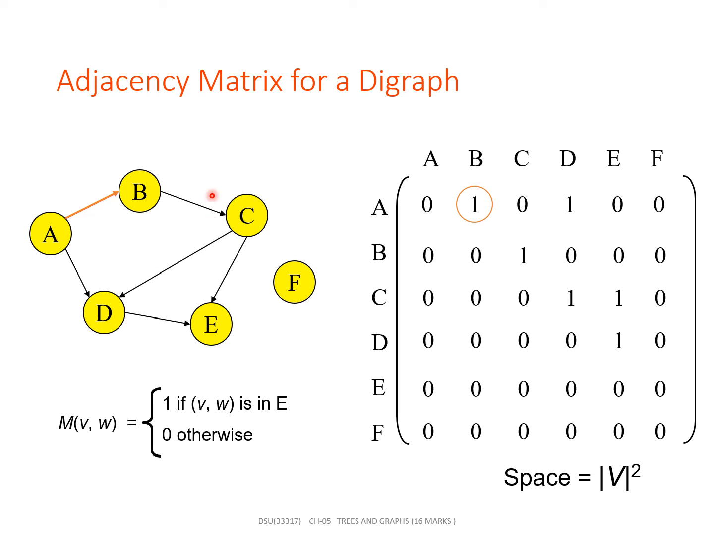And B to A is 0, B to B is 0, B to C is 1, meaning this one. Now for the C node, there is only C to D and C to E. Okay, C to D and C to E. For D there is D to E. Then for E, all are 0, and for F, all are 0.